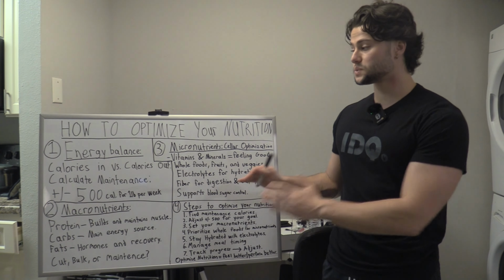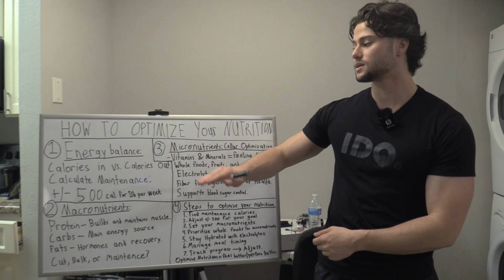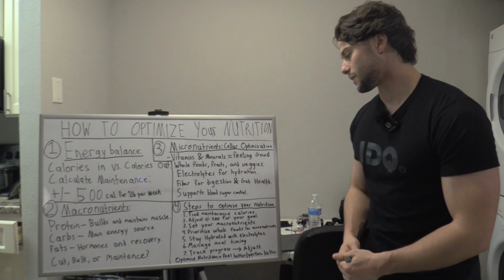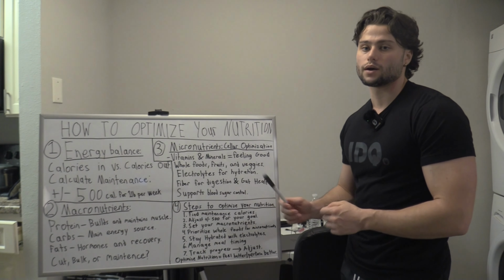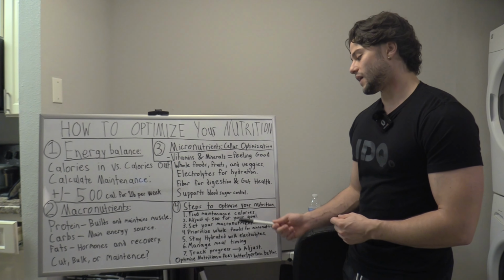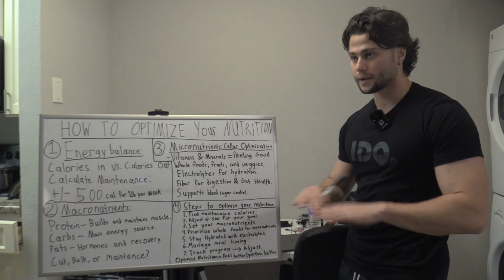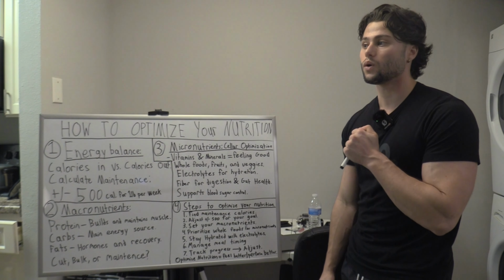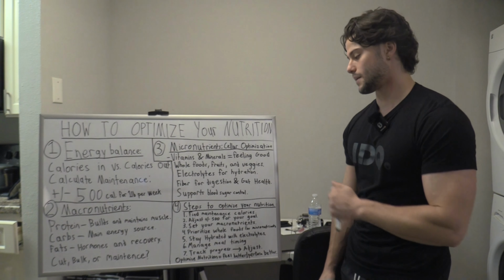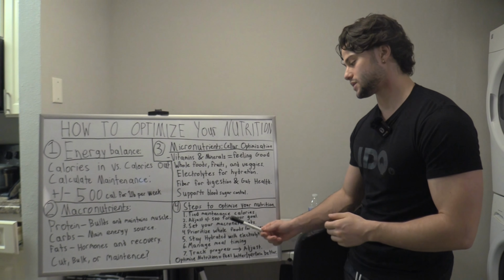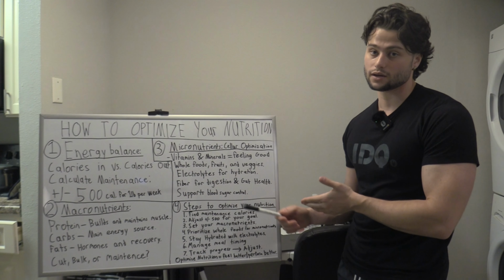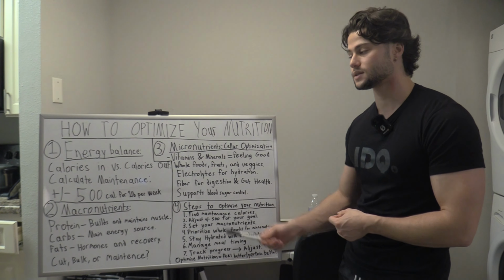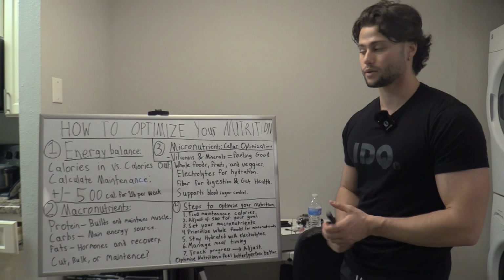Okay? So once we get a basic understanding of energy balance, macronutrients, and micronutrients, then we can follow the step-by-step guide, right? Number 1, calculate and find your maintenance calories. This is the baseline, right? This is understanding on a day-to-day level what I need to maintain where I'm at. Once we get that, we adjust it above or below that based on your goals. Then we set our macronutrients based on that calorie number.